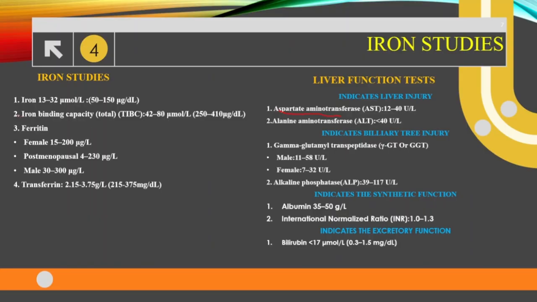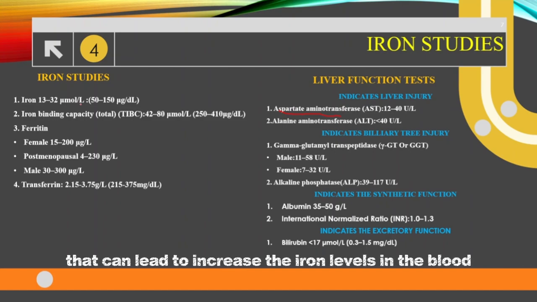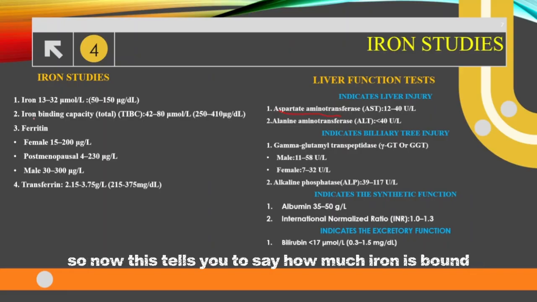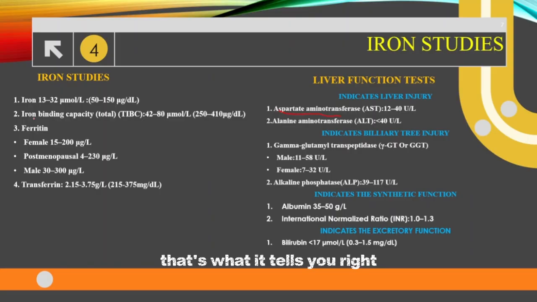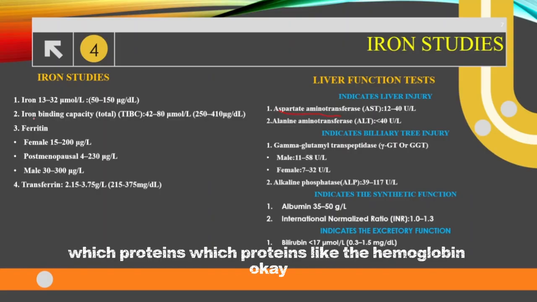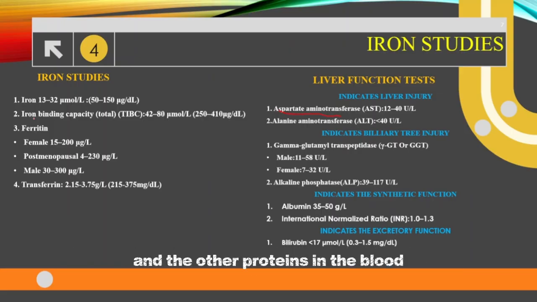One of the conditions is hemochromatosis, which can lead to increased iron levels in the blood. And then we've got the total iron binding capacity. This tells you how much iron can be bound by proteins, like albumin and the other proteins in the blood. The normal total iron binding capacity is 80 micromole per liter, or 250 micrograms per deciliter.